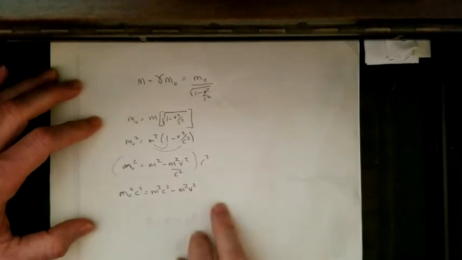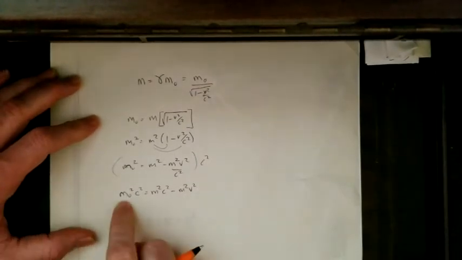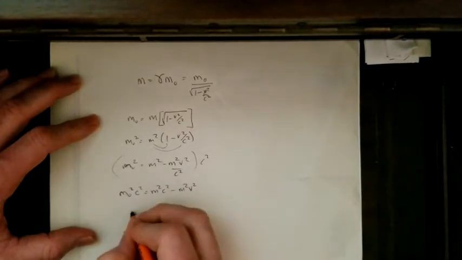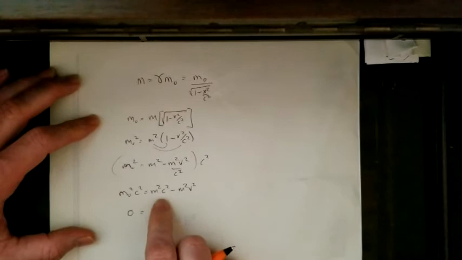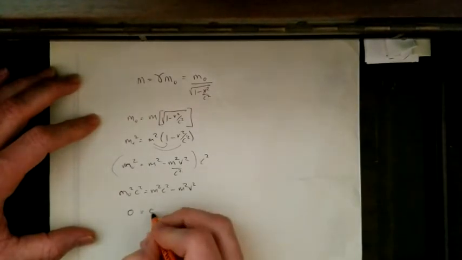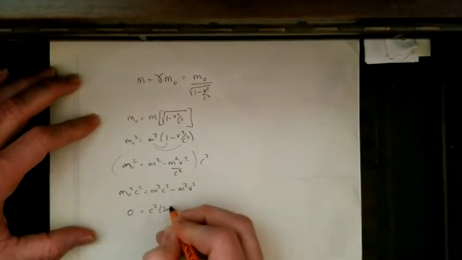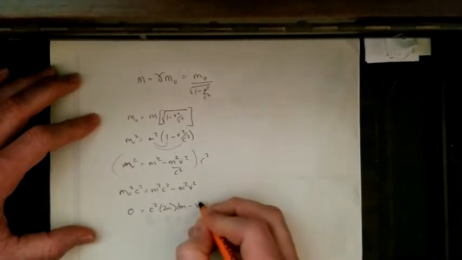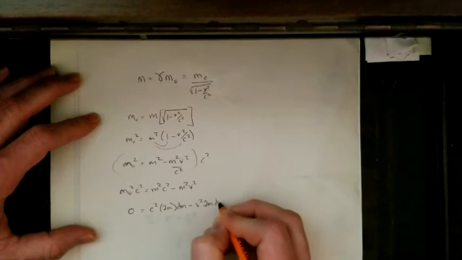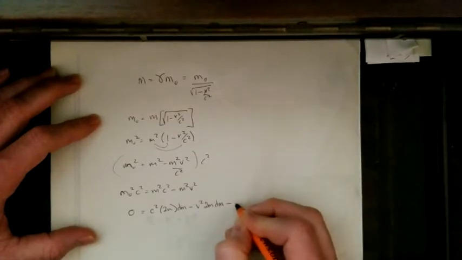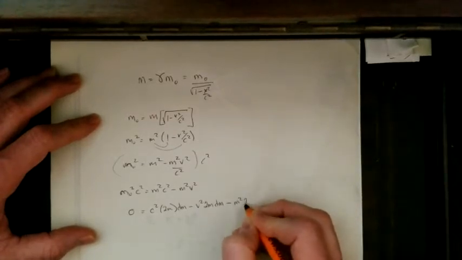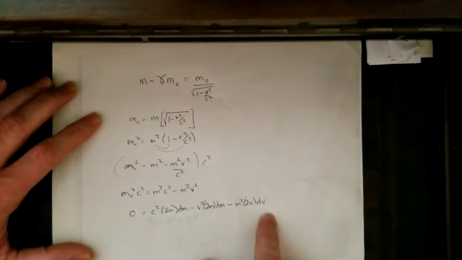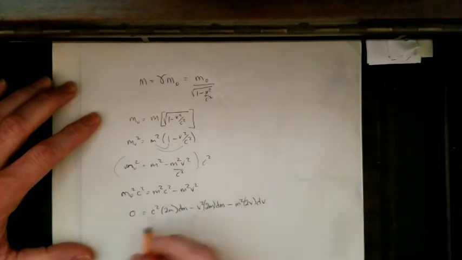So the next thing I want to do is take the derivative. That is a constant for a particular mass. That is a constant, so 0 is equal to here. C is a constant, so this becomes c squared times 2m dm minus, over here, I have v squared times 2m dm minus m squared times 2v dv. So at this point, I have a 2m in every expression.